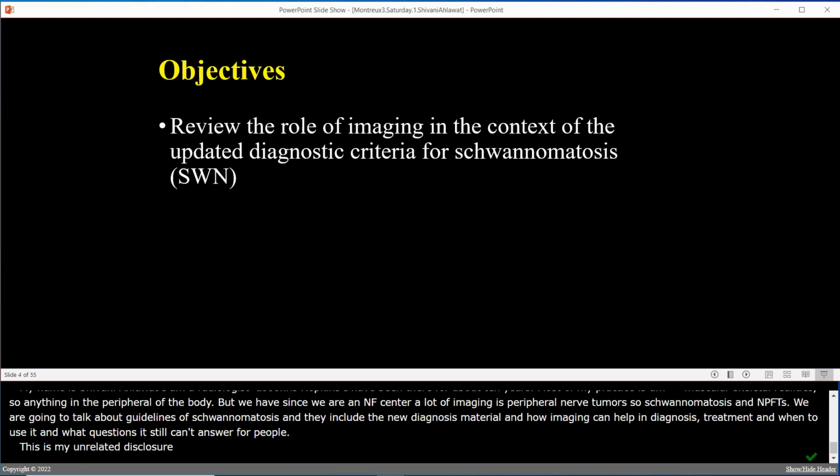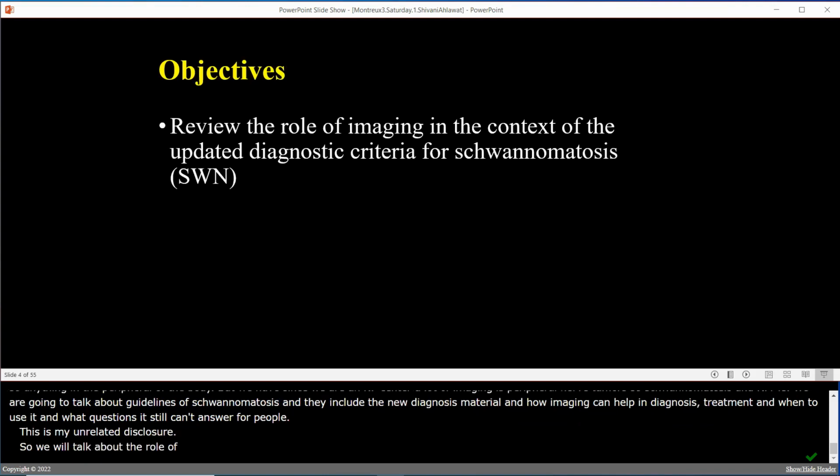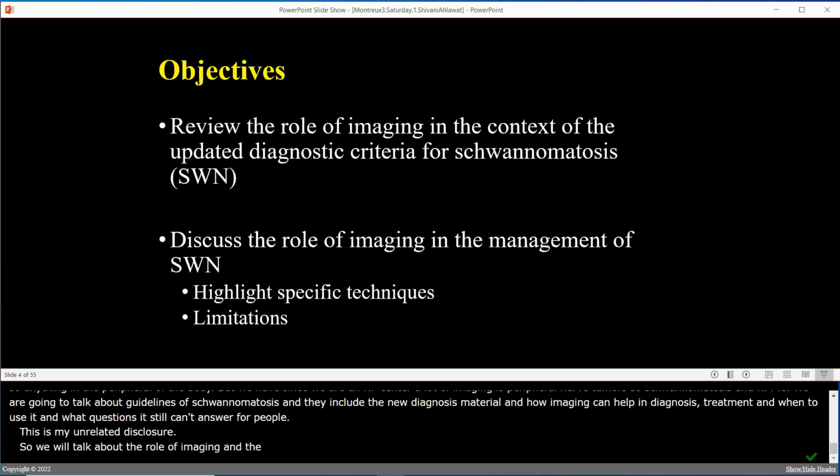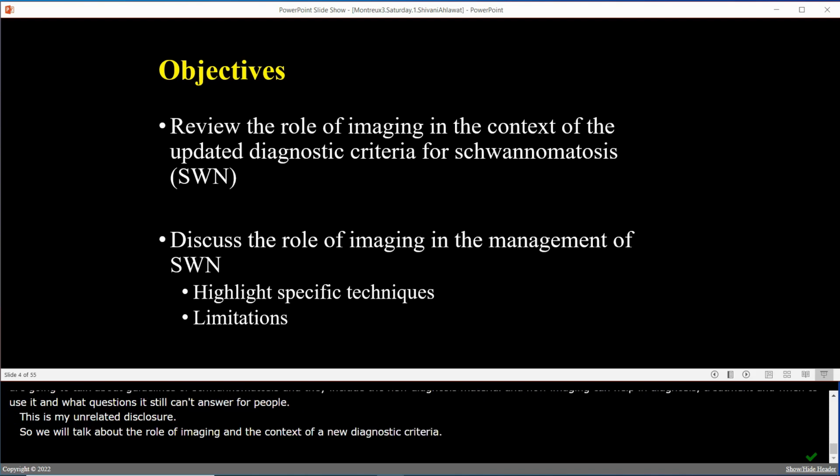So we'll talk about the role of imaging in the context of the new diagnostic criteria. And I'll highlight some specific modifications and technique that we do in our institution, and some questions that imaging still can't answer.